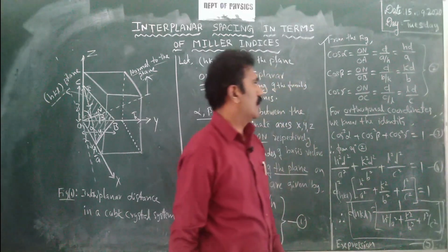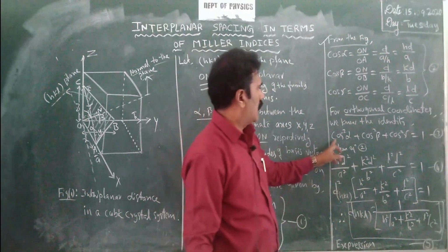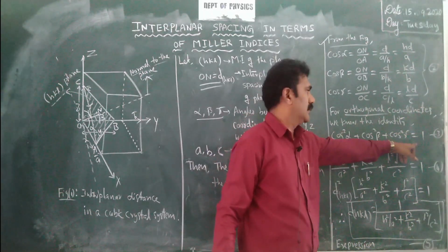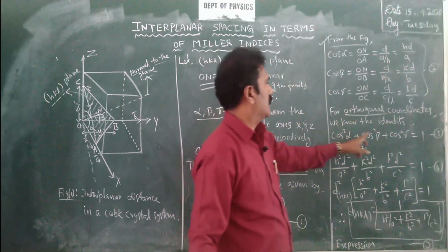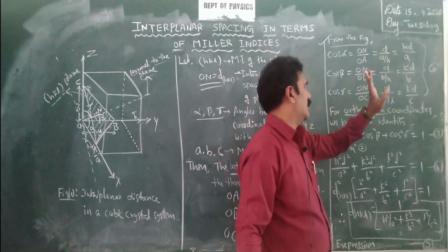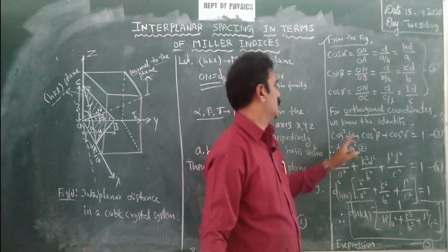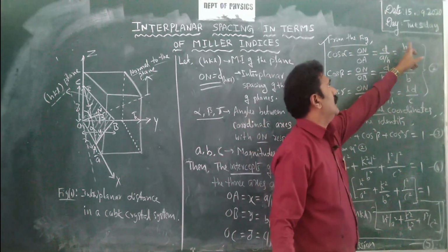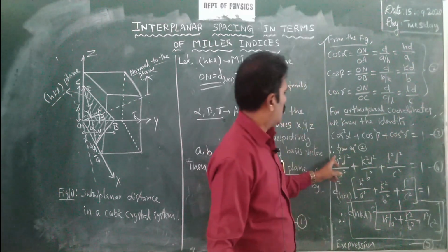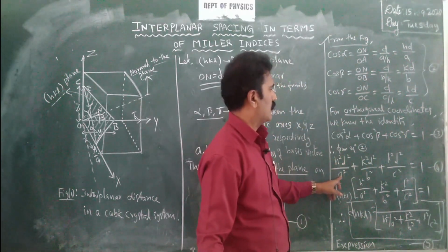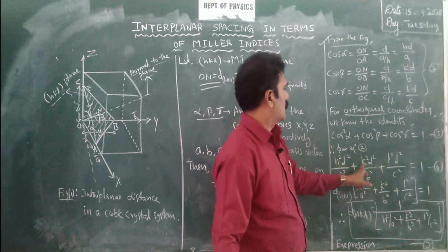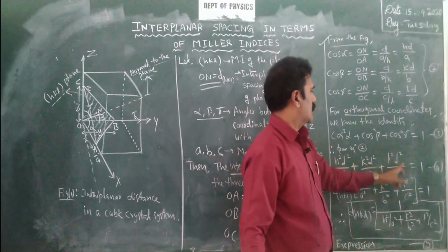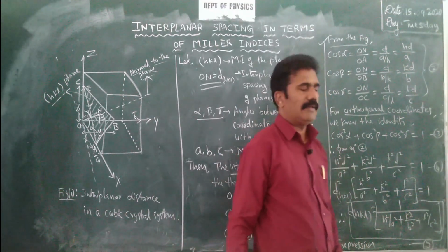In orthogonal coordinates, we have an identity: cos square alpha plus cos square beta plus cos square gamma is always equal to 1, isn't it? We have the equations for cos alpha, cos beta, cos gamma already in equation 2, right? Just substitute it now. From equation 2, cos alpha, it is actually squared, so you should consider h square d square by a square. So cos square alpha is equal to h square d square by a square. Similarly, cos square beta is equal to, from equation 2 again, k square d square by b square, plus l square d square by c square, is equal to 1 from the identity.